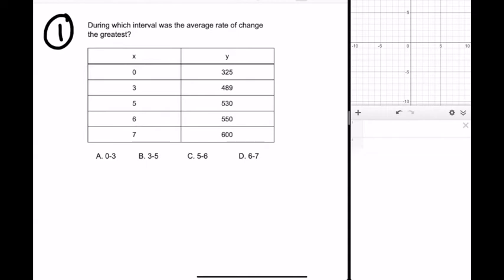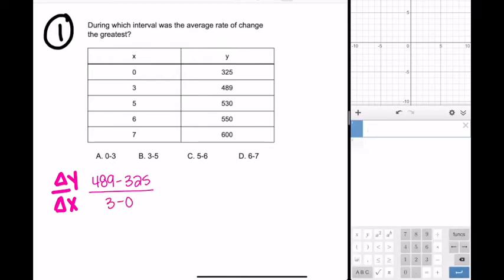Number 1, during which interval was the average rate of change the greatest? So we need to find the change in y over change in x for each of these options. So what we'll do is we'll start with from 0 to 3. So from 0 to 3, we would subtract the y values. So 489 minus 325 over 3 minus 0. So we can put that into Desmos to simplify.